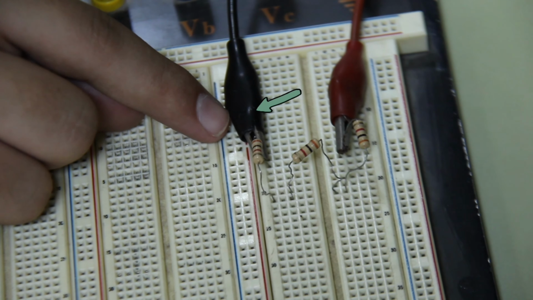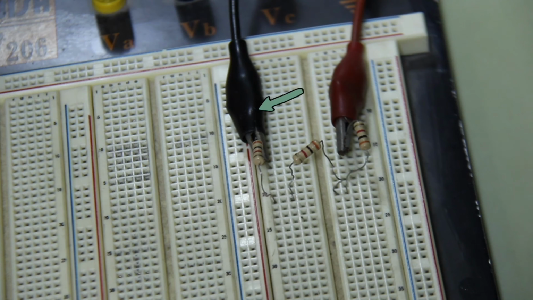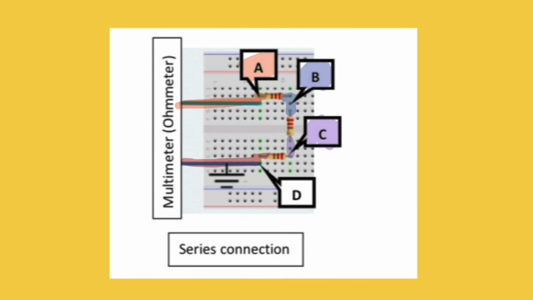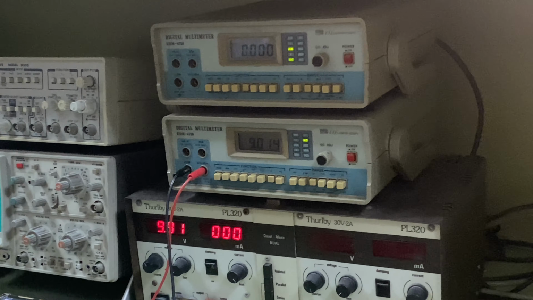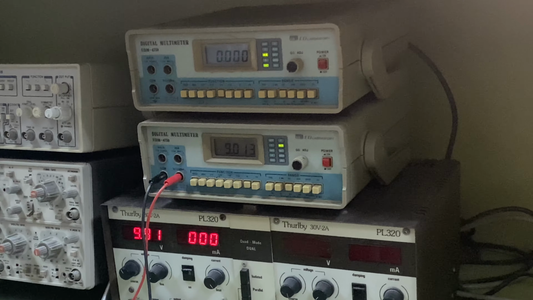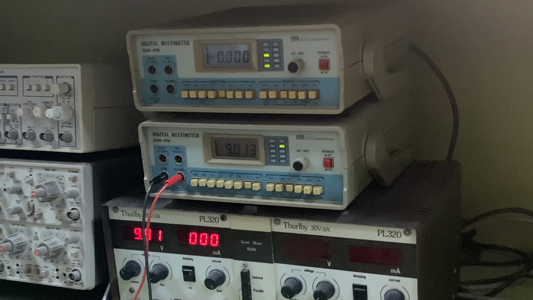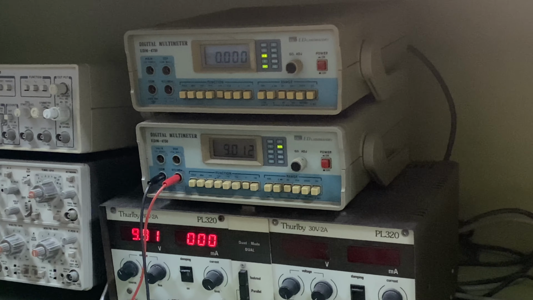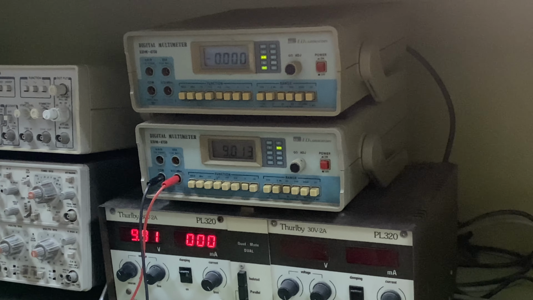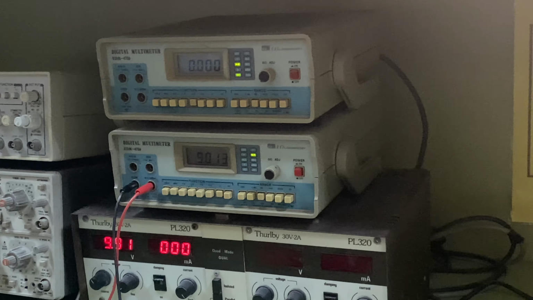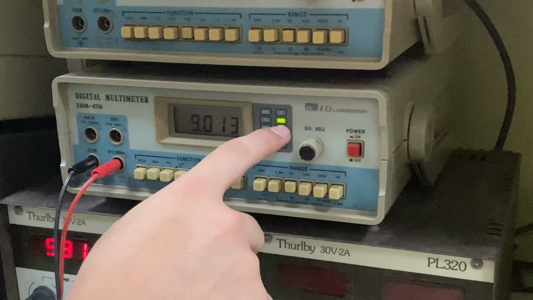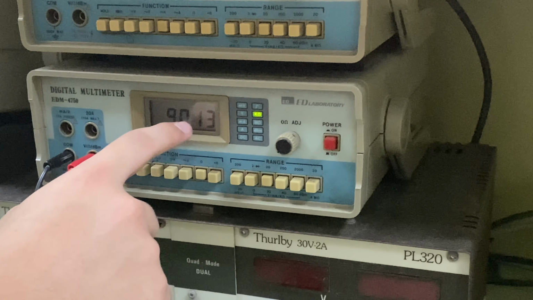And for the last node, which is node D, we connect the negative of the ohmmeter. And now we want to measure the total resistance of the series connection. The value of each resistor is 3K ohm, so we expect the total will be 9K ohm. To see the result here in the ohmmeter, the result is 9.013K ohm. Of course, there is some tolerance.